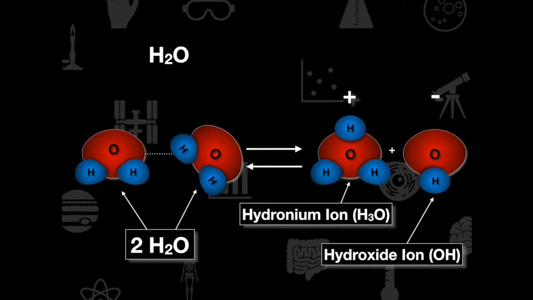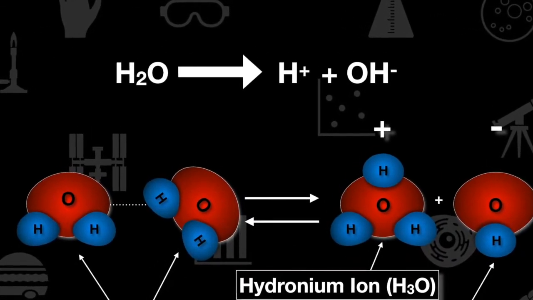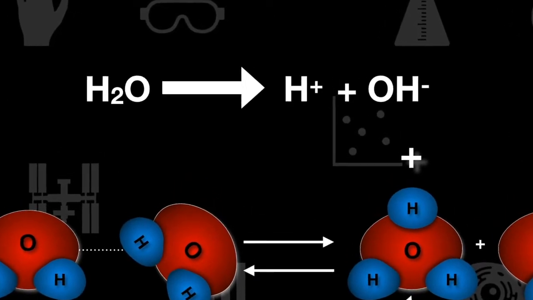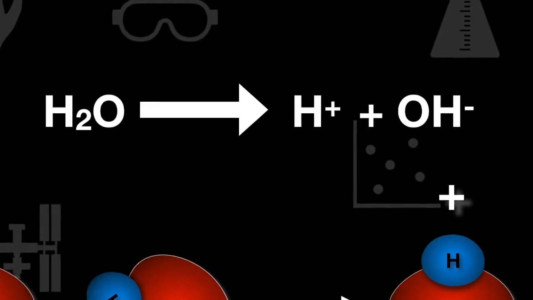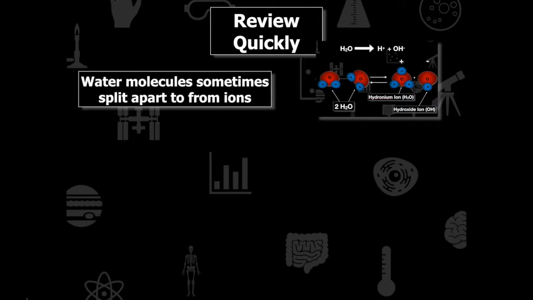Now, if we look at this written out, we can see H2O turning into H plus and OH minus. This is another way of writing out the chemical reaction that I've shown you below. So let's make sure we review quickly what's occurring here. First off, water molecules sometimes split apart to form ions. Remember, this is because of the force of the hydrogen bonds that exist in the water column. So H2O can split into H plus and OH minus.